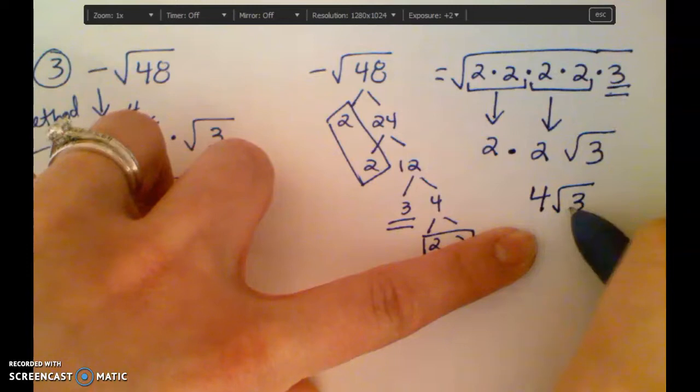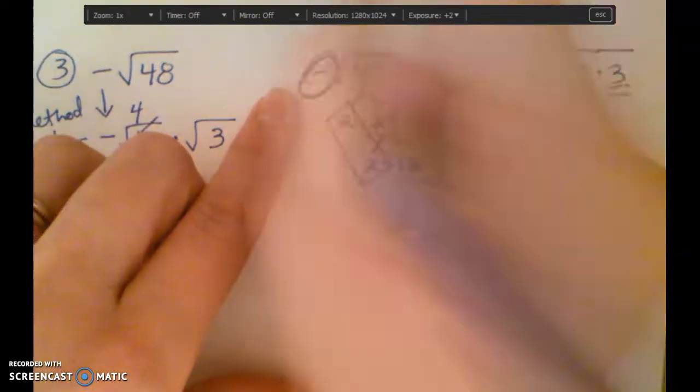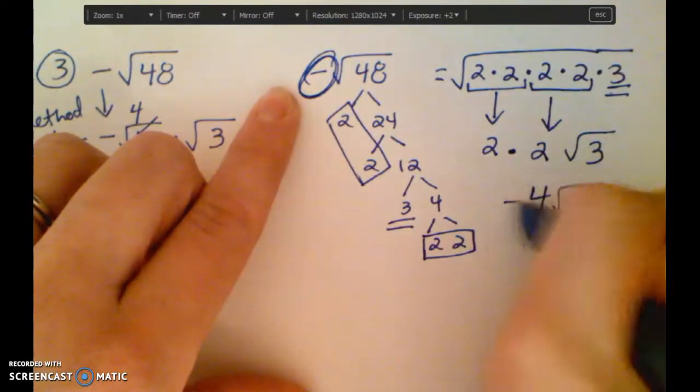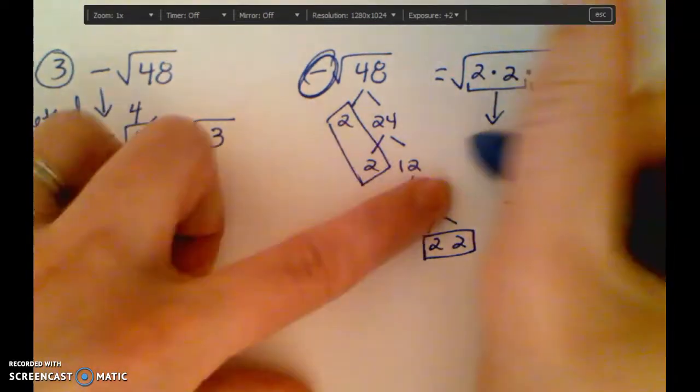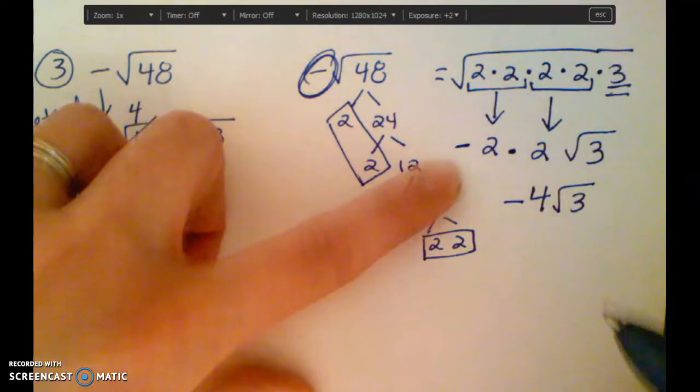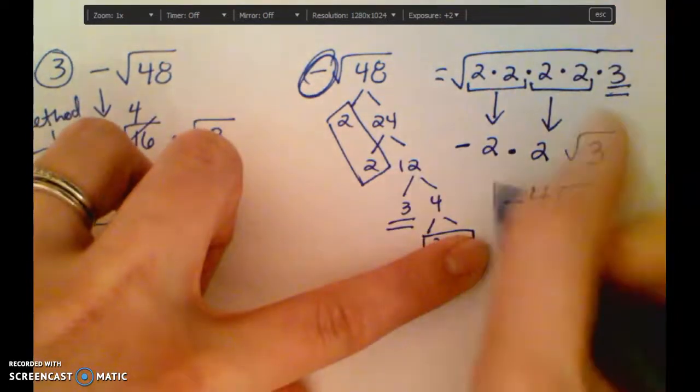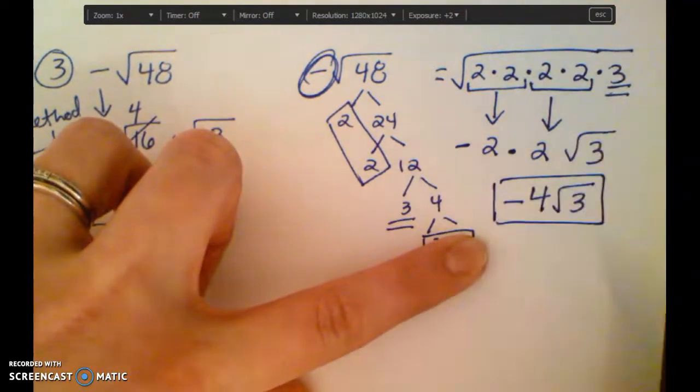But what did we not bring down in our answer yet? That negative sign, because we want the negative version of this answer. So we need to bring down that negative. I really should have brought it down in this step too, so that we didn't forget it. So we have negative 4 root 3.